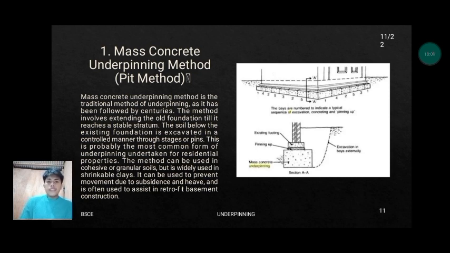The mass concrete underpinning method is the traditional method for underpinning, as it has been followed for centuries. The method involves extending the old foundation until it reaches a stable stratum. The soil below the existing foundation is excavated in a controlled manner through stages or pins. This is probably the most common form of underpinning undertaken for residential properties. The method can be used in cohesive or granular soils, but it is widely used in shrinkable clays.